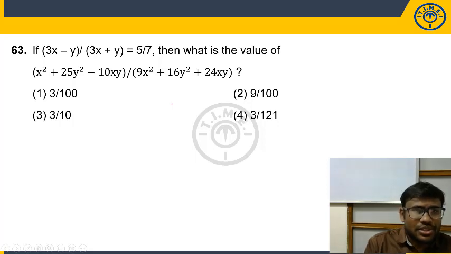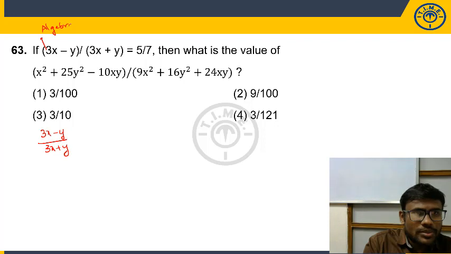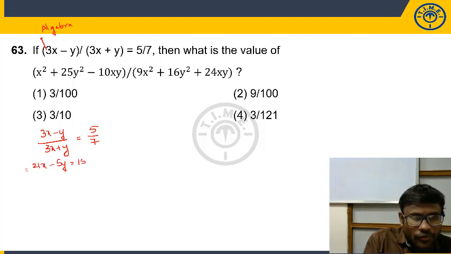Okay, next question. 3x minus y by 3x plus y. It's an algebra question. 3x minus y by 3x plus y is given as 5 by 7. So it is 21x minus 7y is equal to 15x plus 5y.